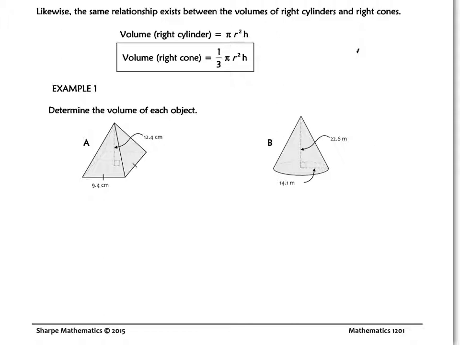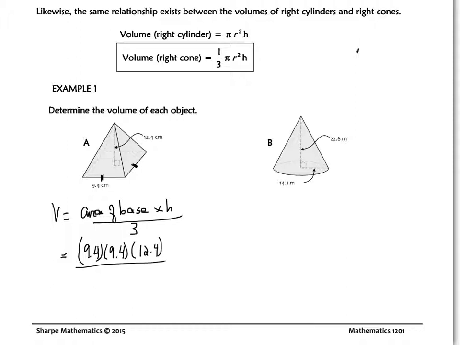So the first one is a right square pyramid, because you can tell by the markings on the base here that it is a square. The dimensions are the same, which indicates that it's a square. So our volume would be area of the base times the height divided by 3, or 1/3 of it if you want. So the area of the base would be 9.4 by 9.4, times the height, which is 12.4, divided by 3.